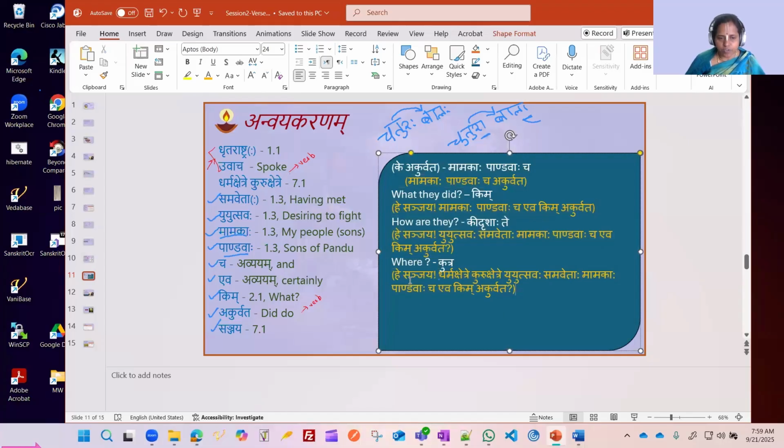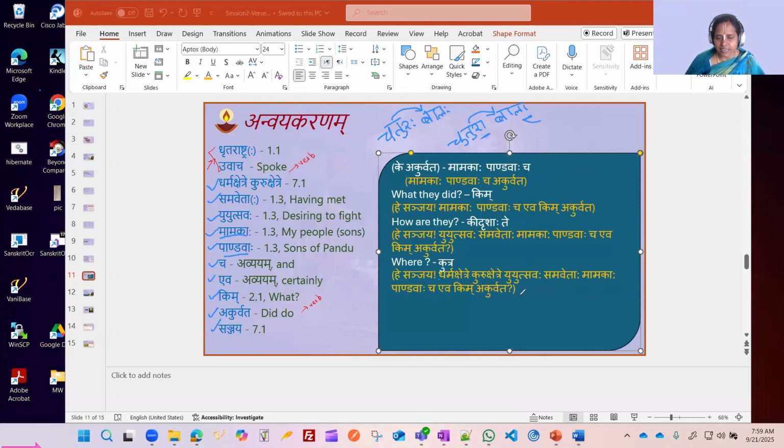So we got the sentence so far. Actually, all the words are done. When all the words are done, then this is our final Anvaya. Okay. So now let me mark this also done. Where means Dharma Kshetre, Kurukshetre. So the final Anvaya will be, Hey Sanjaya, Dharma Kshetre, Kurukshetre, Yuyutsavaha, Samavetaha, Mamaka, Pandavascha, Eva Kim Akurvata.